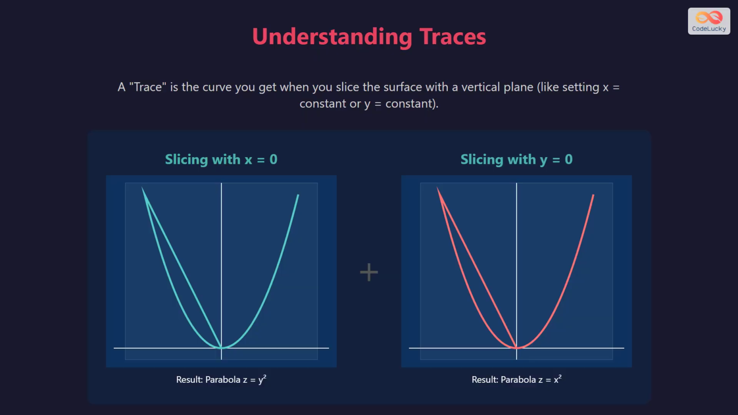Sketching 3D shapes can be hard, so we use a technique called traces. A trace is simply a cross-section. Imagine taking a knife and slicing the object vertically. If we slice the paraboloid where x is 0, we see a parabola on the wall. If we slice where y is 0, we see another parabola. Putting these slices together helps us visualize the whole shape.